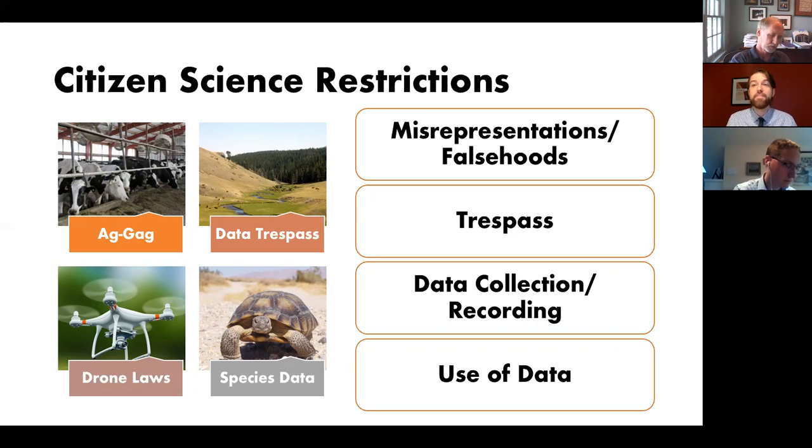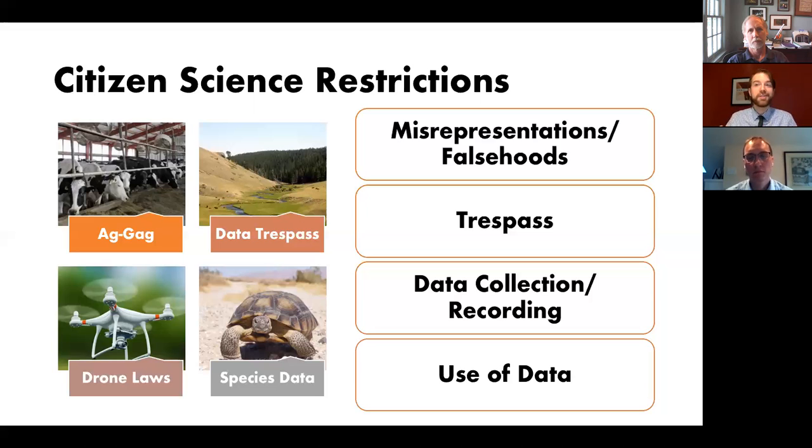The third is the method of data collection or recording. Is this a restriction on taking photographs? Is this a restriction on taking video? Is this a restriction on certain types of data collection? And then the fourth is, once you've gathered that information, restrictions on the use of that data. Some of these laws place restrictions on publication or on submitting that data to agencies. So these are the restrictions that have been placed on citizen science because of that power and how it can be used in environmental law.